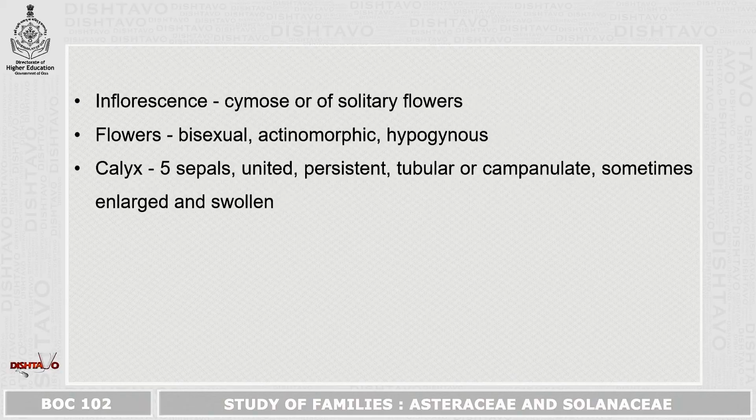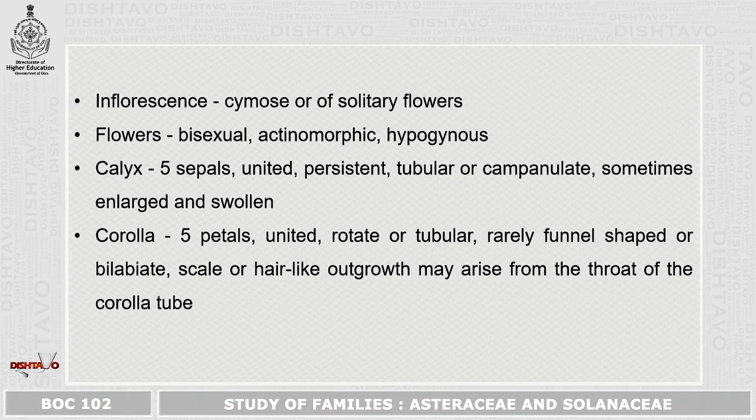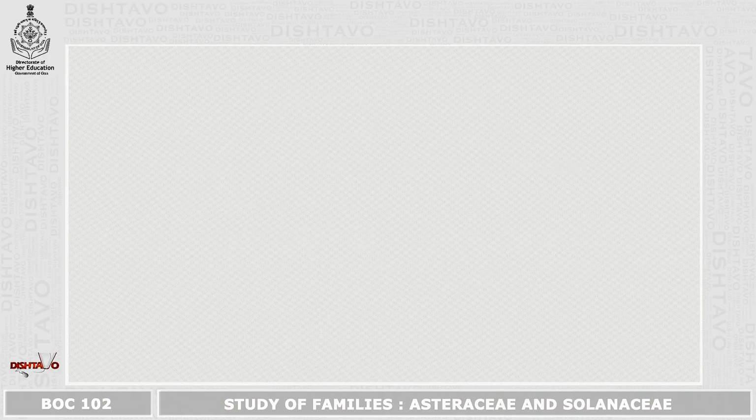Calyx consists of 5 sepals. They are united, persistent, tubular in shape or campanulate, sometimes enlarged and swollen. Corolla consists of 5 petals, united, rotate or tubular. Rarely it is funnel-shaped or bilabiate. Scale or hair-like outgrowths may arise from the throat of corolla tube.